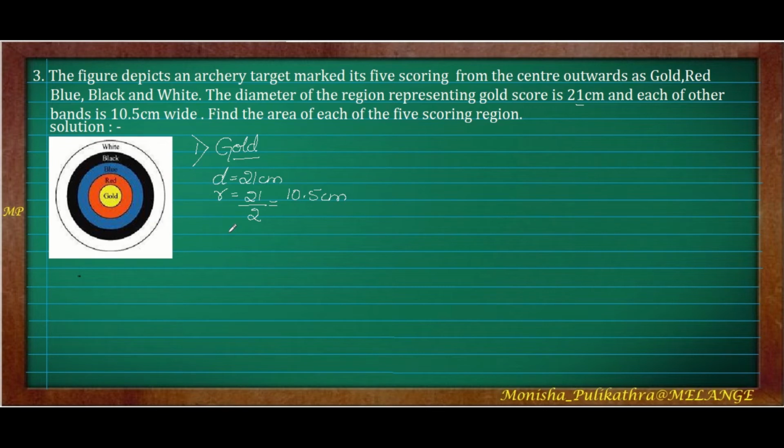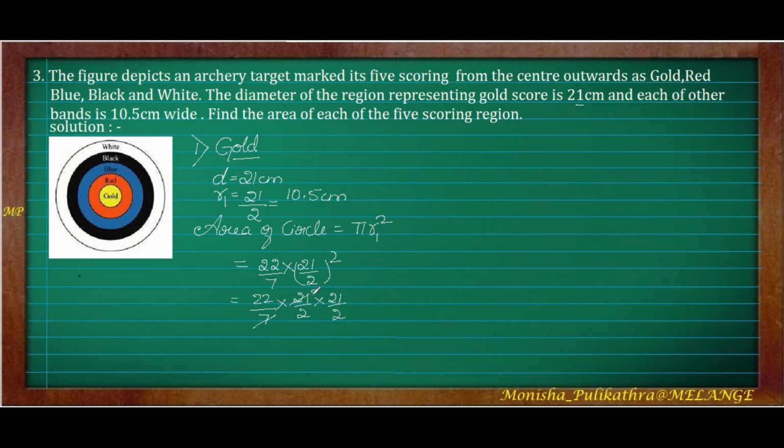We all know that the area of a circle is equal to pi r square. Since so many radii are there, I will take the first radius as r1. So pi r1 square is equal to pi, and we know that the value of pi is 22 by 7, into r1 is 21 by 2, or else we can write it as 10.5. So I'll be writing 21 by 2 whole square. Therefore 22 by 7 into 21 by 2 into 21 by 2.